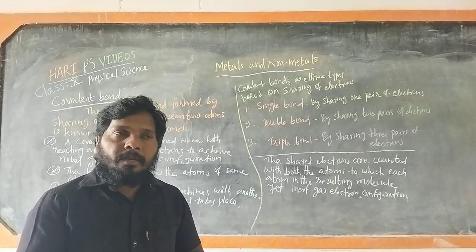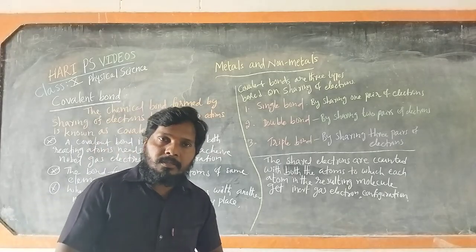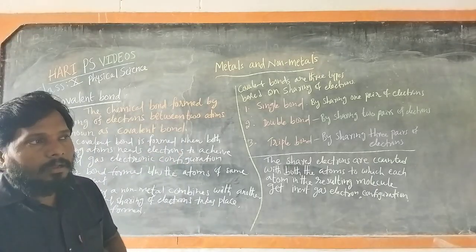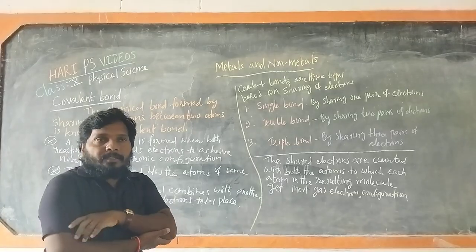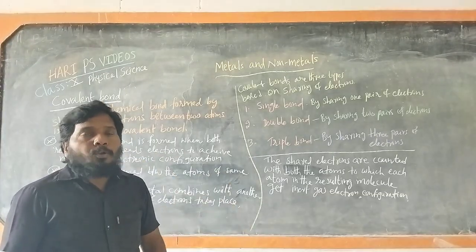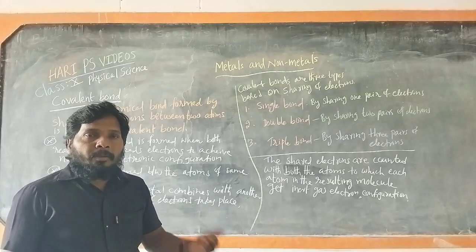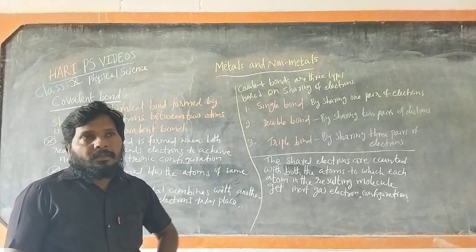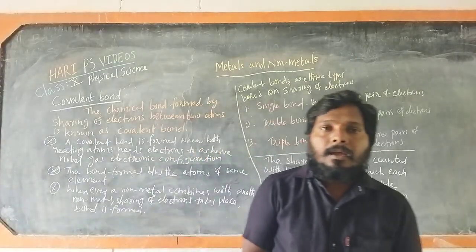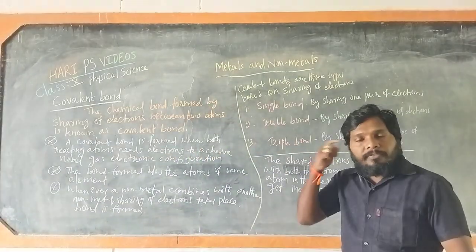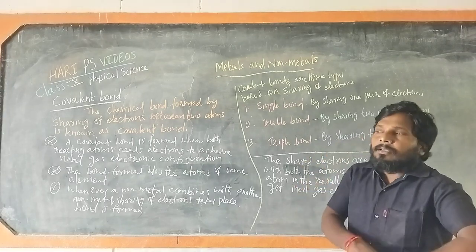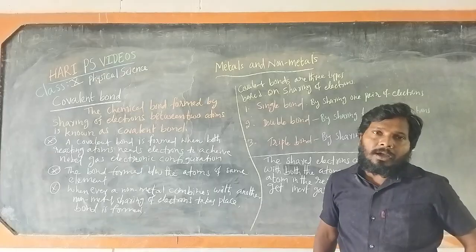So sodium chloride, magnesium chloride, ammonium chloride, water, magnesium oxide, aluminum oxide, calcium oxide, these are all formed by the formation of ions only. In that, a metal atom loses the electrons and a non-metal atom gains the electrons. So generally metals lose the electrons and form positively charged ions, whereas non-metals gain the electrons and form negatively charged ions.